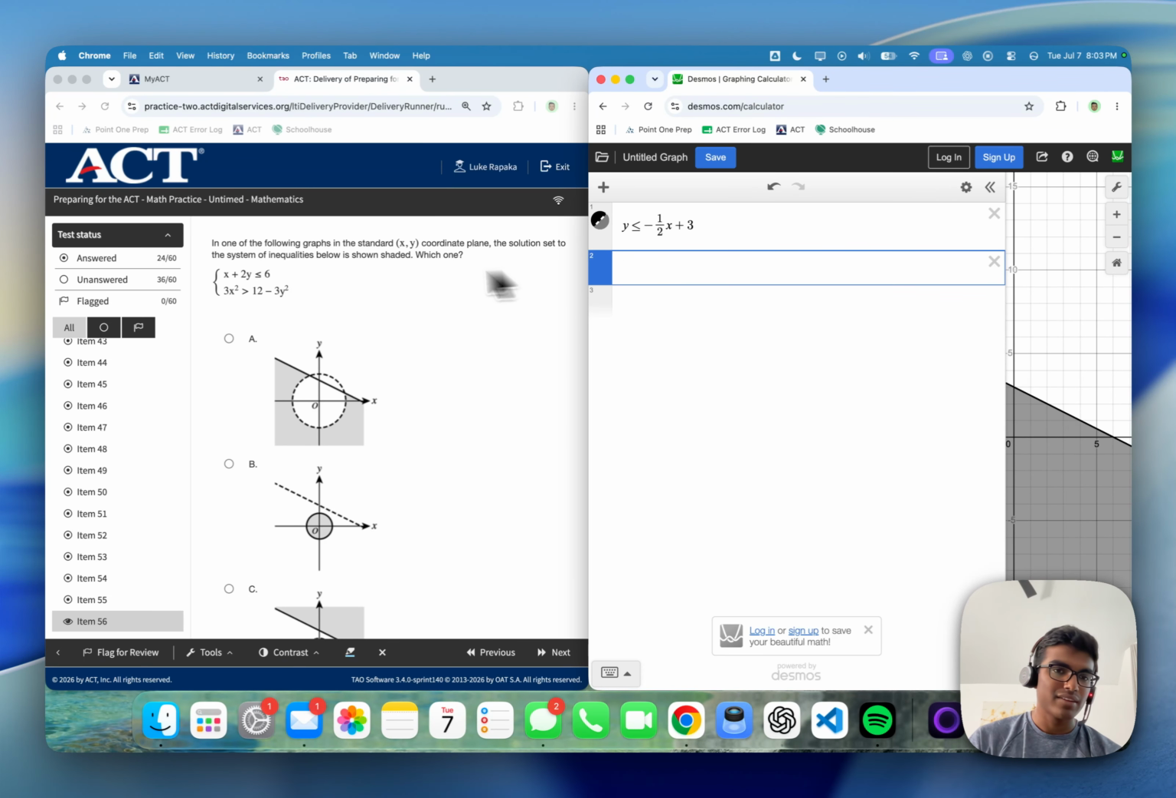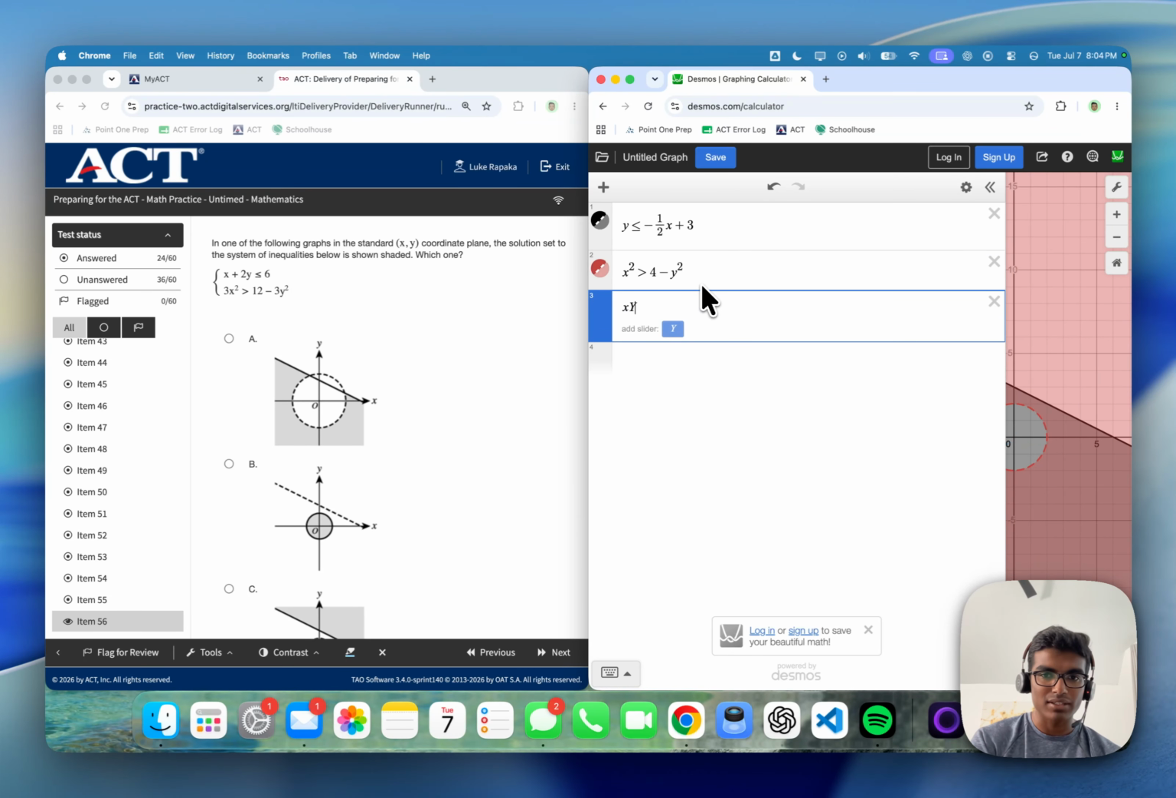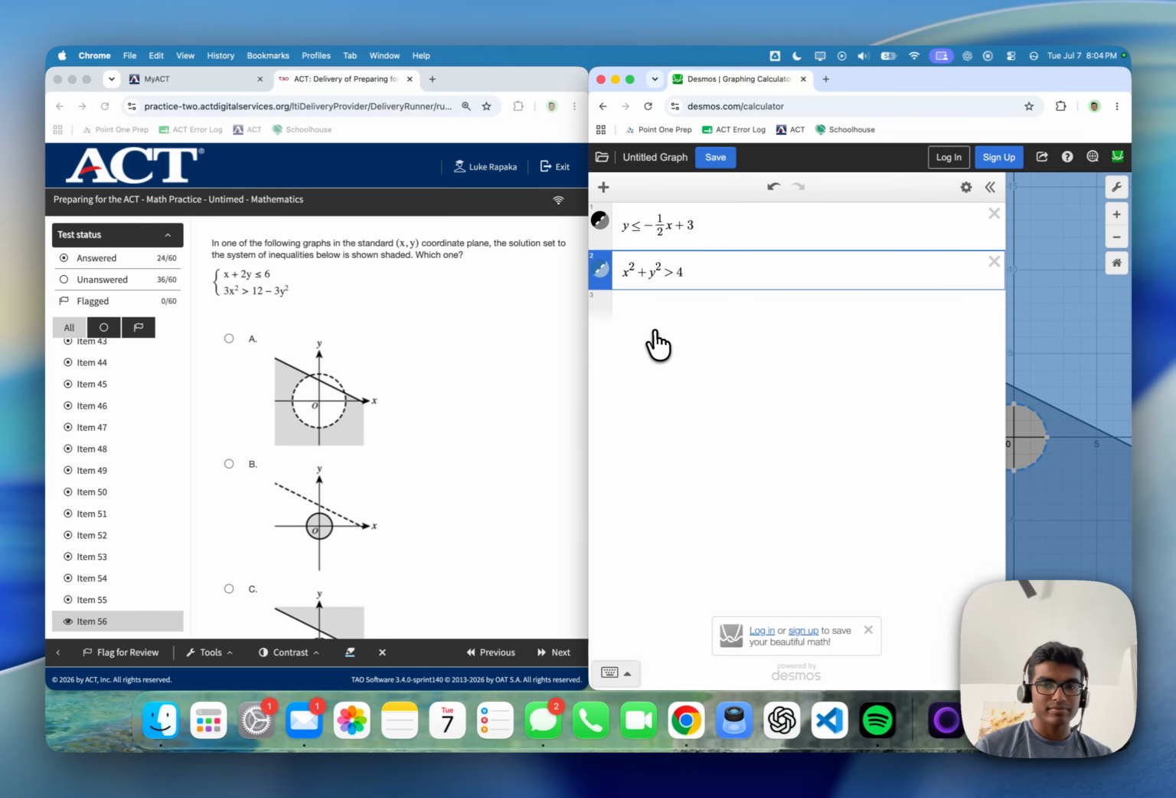And then this is going to be a circle, I can tell. I can divide everything by 3, so that becomes x squared greater than 4 minus y squared. And then I can just add y squared, so x squared plus y squared greater than 4. Okay, so did I type everything right? Yeah, okay, looks good.